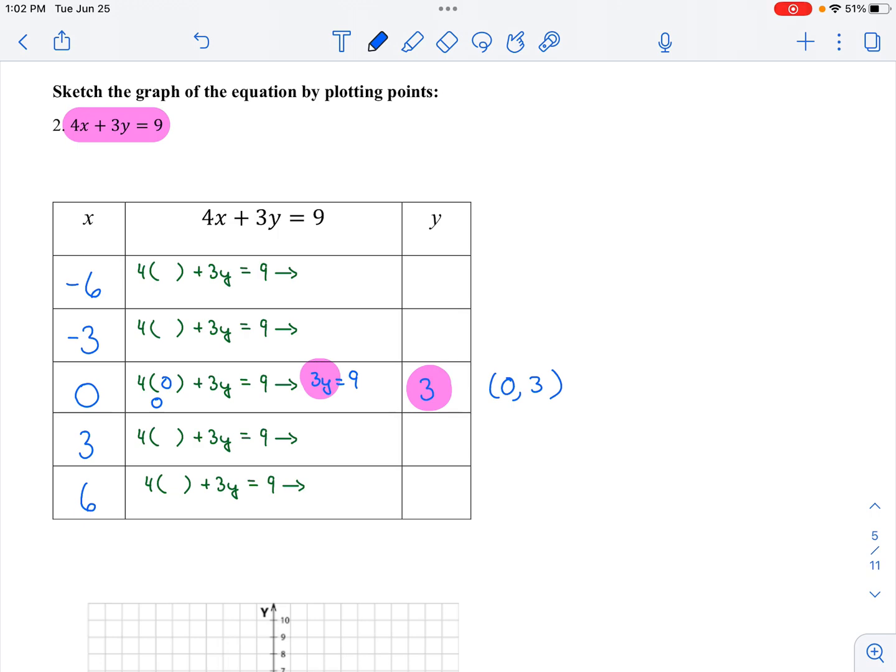All right, so I'm going to evaluate this equation for when x = -6. So I'm going to substitute -6 into the equation. 4 times -6 is -24. And I'm going to add 24 to both sides of the equation. And the result is 3y = 33, and y = 11.